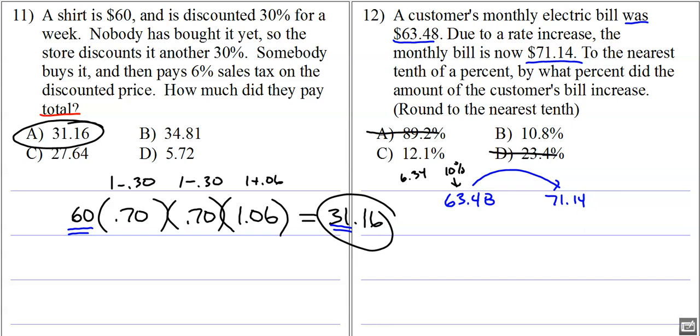But here's how you really do it. It's the change over the original. So let's see how much it changed by. 71.14 minus 63.48. So I subtract these two numbers. The bill went up $7.66, a little bit more than that. But it used to be $63.48. So let's see what that is. Divided by 63.48.